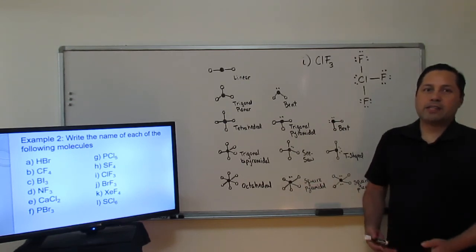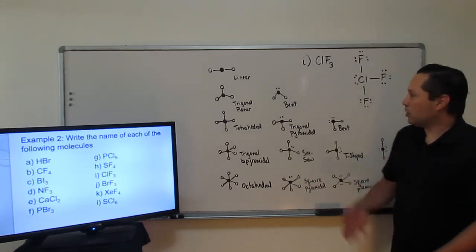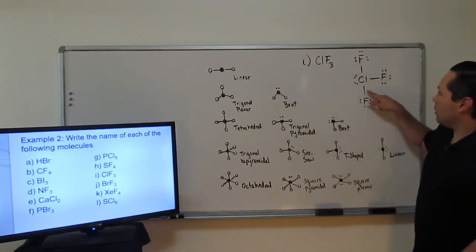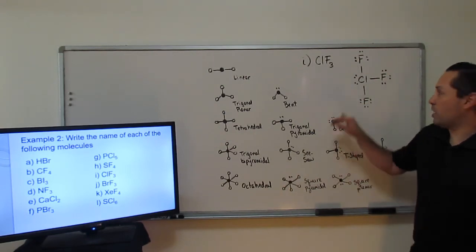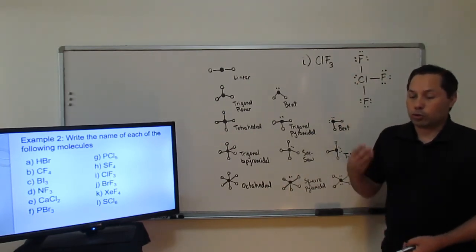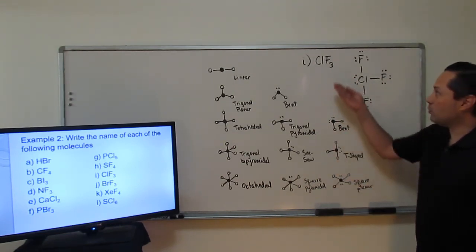Letter I is ClF3, chlorine trifluoride. In this molecule, this is its Lewis electron dot diagram. You will see 3 shared pairs of electrons and 2 unshared pairs of electrons around the central atom. So 3 shared, 2 unshared, that will give us T-shaped. So that's the answer for letter I.